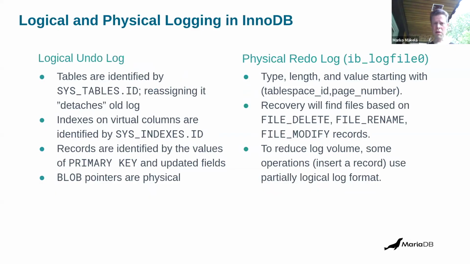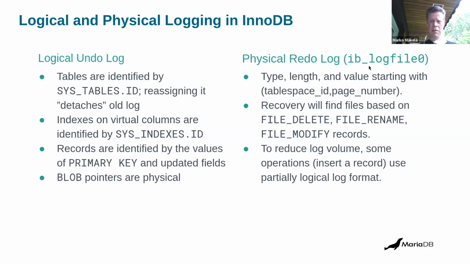In InnoDB, we have both logical and physical logging. The undo log pages are mostly logical. We identify things by table ID or virtual index ID or by keys that are affected. But the only exception really is that the blob pointers are physical. When a record that contains a blob is deleted, then it's the purge that will actually remove the blob object, and that's why it needs the blob pointers.